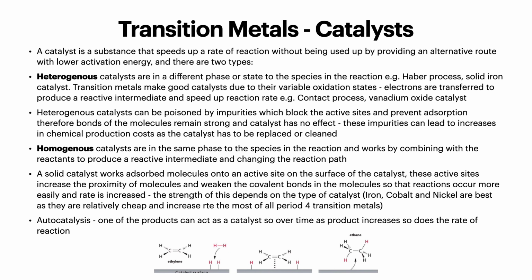and work by combining with the reactants to produce a reactive intermediate and changing the reaction path. A solid catalyst works by adsorbing molecules onto an active site on the surface of the catalyst. These active sites increase the proximity of molecules and weaken the covalent bonds in the molecules so that reactions occur more easily and the rate is increased. The strength of this depends on the type of catalyst, so iron, cobalt and nickel are best as they are relatively cheap and increase the rate the most of all period 4 transition metals.